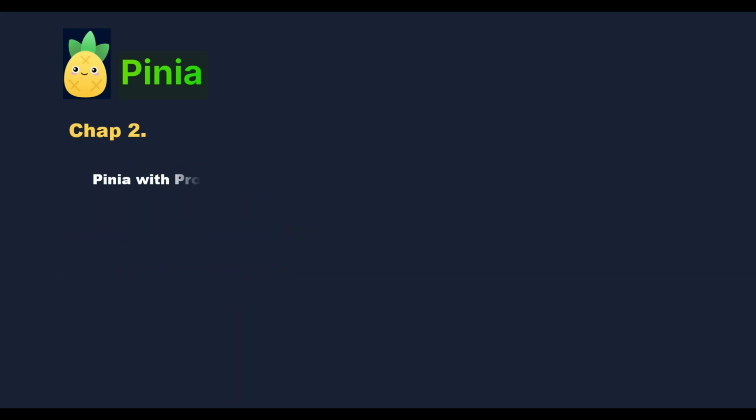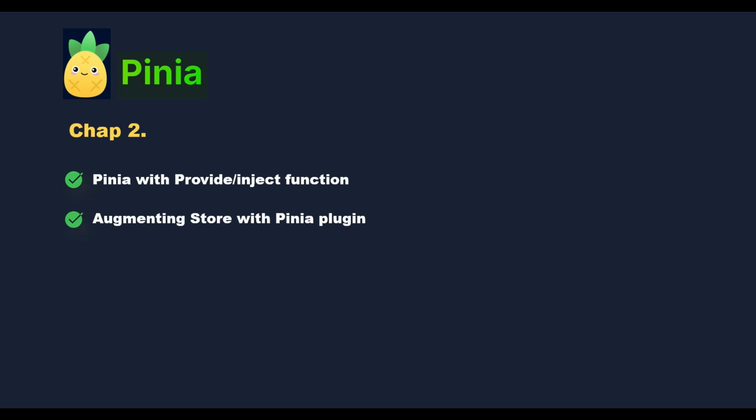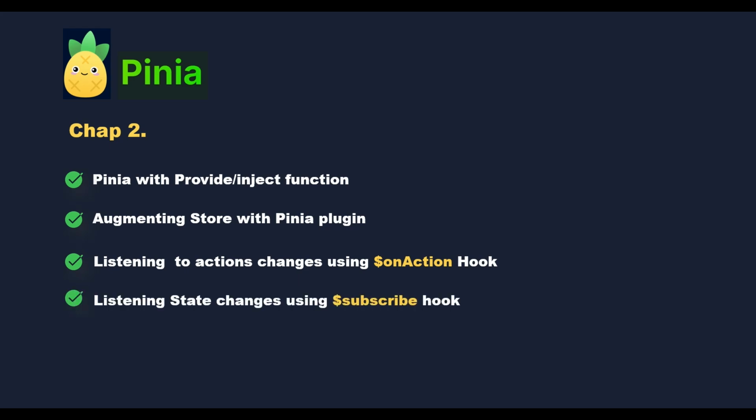In chapter 2, we are going to learn how to use the provide and inject functions in order to avoid prop drilling. We are going to learn how to create a Pinia plugin. We are going to learn how to listen to action changes using the onAction hook. We are going to learn how to listen to state changes using the subscribe hook.